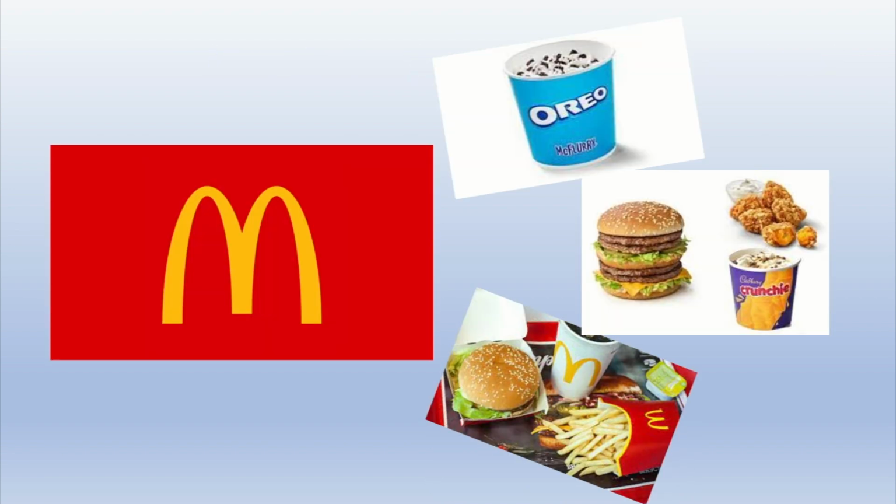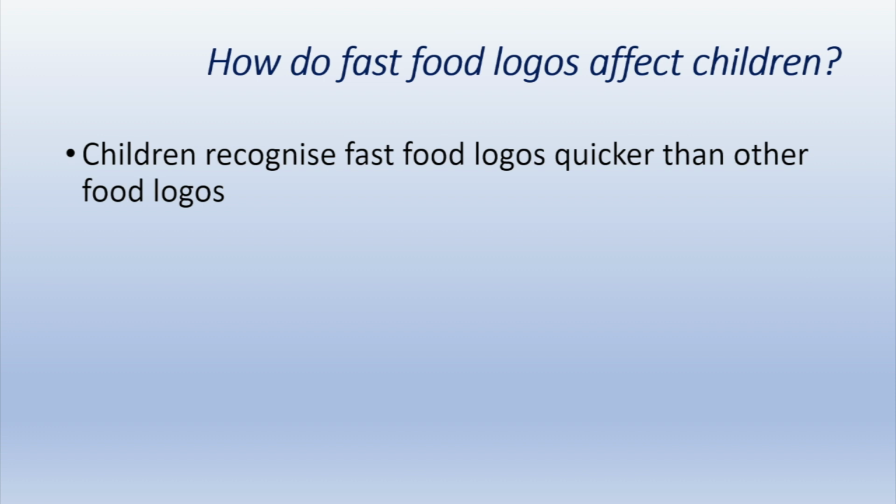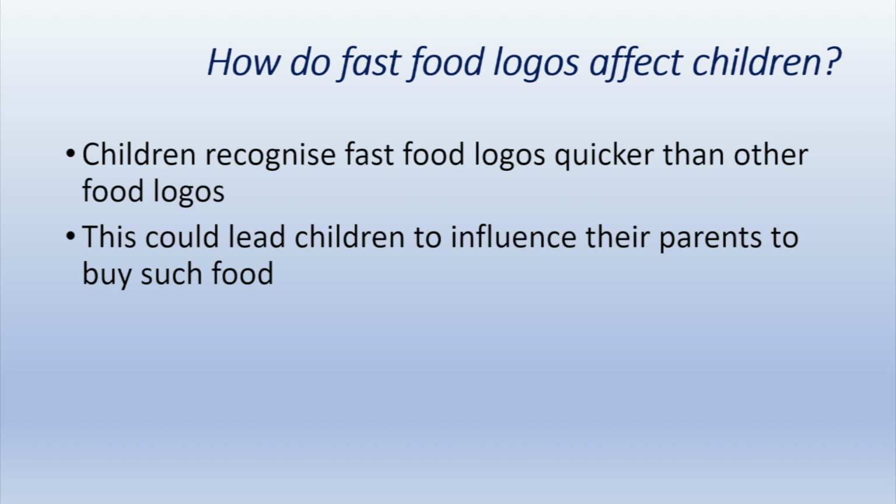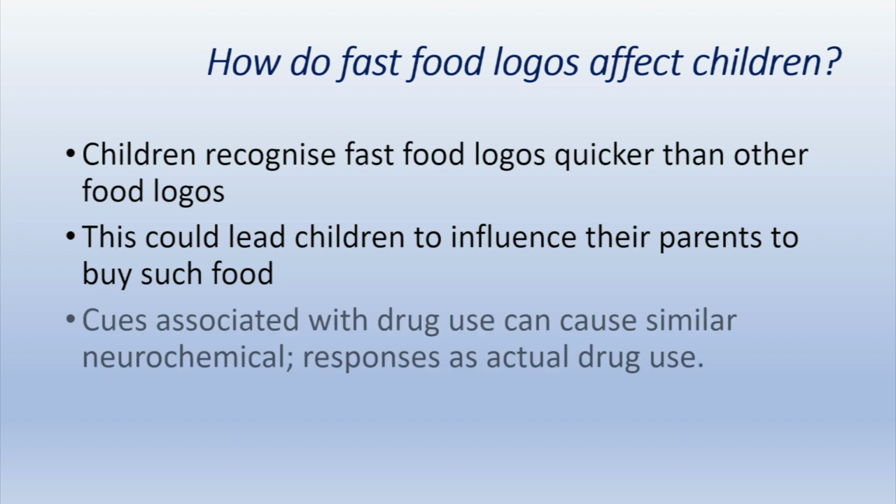So fast food logos, how could they affect children? That's question number 2. Children recognise fast food logos quicker than other food logos, which is quite scary. Researchers found that if you show children pictures of logos, they will recognise the fast food one quicker than other food logos. Therefore, that could actually lead children to influence their parents to buy the food. If they recognise the logos more quickly, they might have more cravings for fast food.